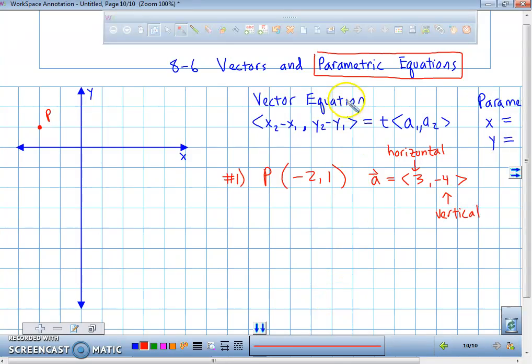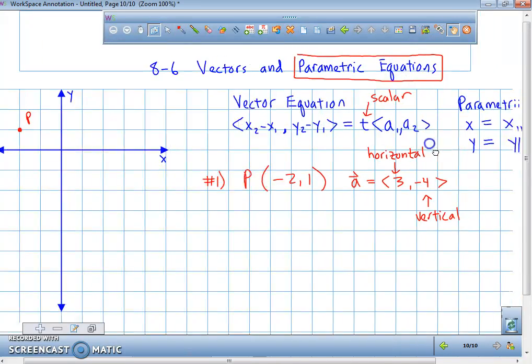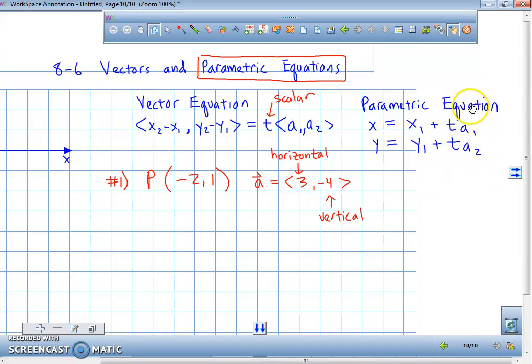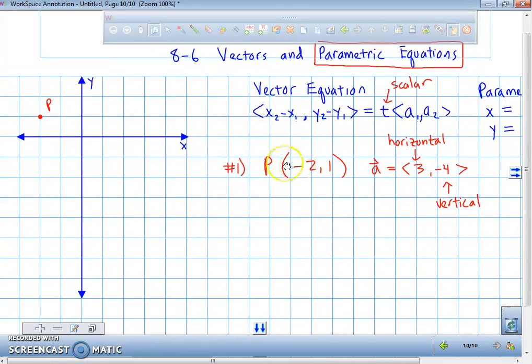All right, we're going to learn about vector equations. This is your standard form for a vector equation. It says x2 minus x1 comma y2 minus y1 equals t, which is a scalar. It's a scale factor. A1 is your horizontal component. A2 is your vertical component for your vectors. This will be your vector equation. So we're going to eventually write the vector equation for this problem, and we're going to write the parametric equation for problem number 1. And this is the formula for your parametric equation for x and for y. So right now, let's look at problem 1.